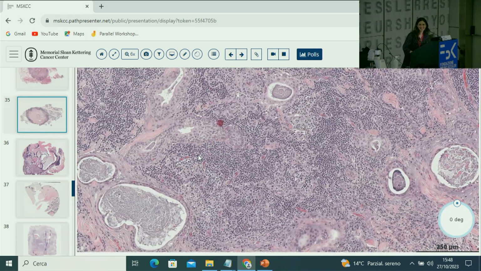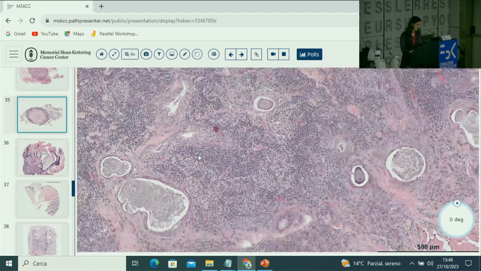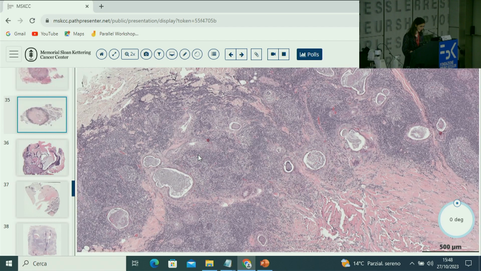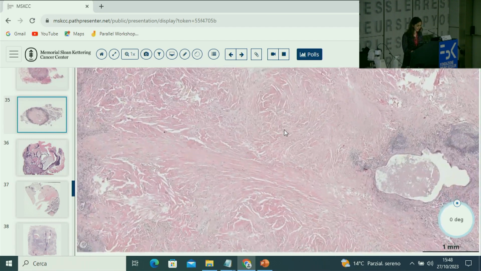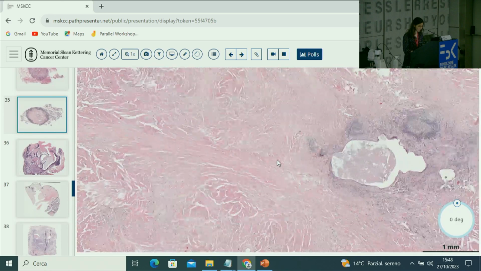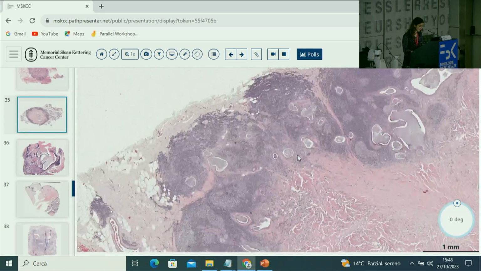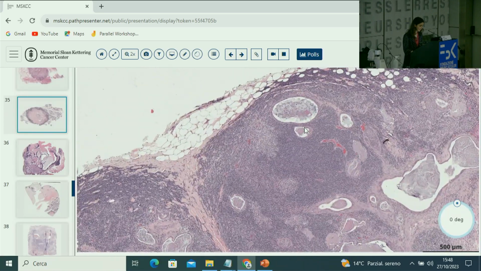Yeah, so it looks like mucoepidermoid carcinoma. No, actually it is. This is the sclerosing variant. You're right. This is the sclerosing variant of mucoepidermoid carcinoma. So notice this dense collagenous stroma. What's interesting about this variant is that the glands are very atrophic.